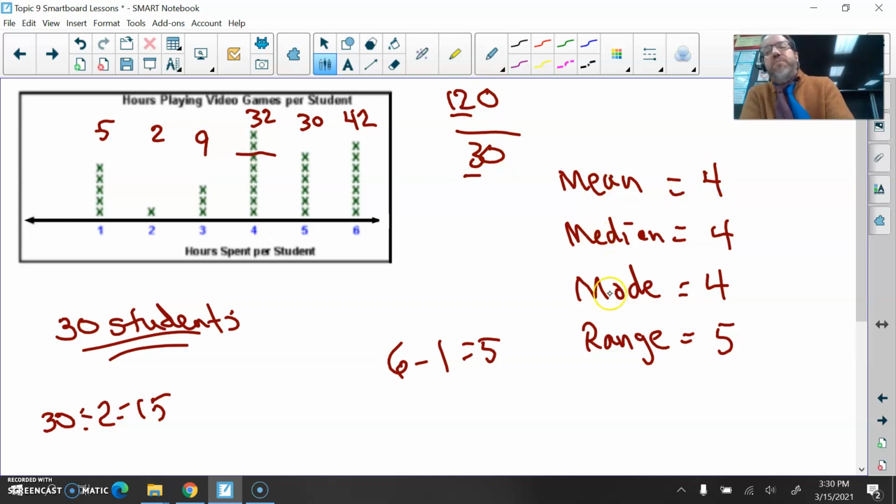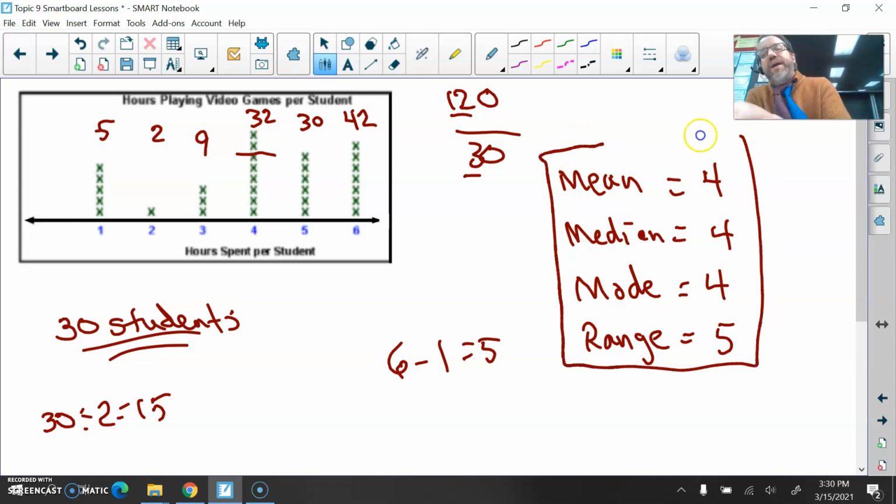Look, my mean, median, and mode are all the same here. That doesn't always happen. But we have a mean or an average of 4 hours per day spent playing video games for this group of students that was surveyed. Okay, so it's a lot like what we did yesterday, only now you have to kind of glean these numbers by looking at the data here and counting how many of each of those there are represented in the line plot.